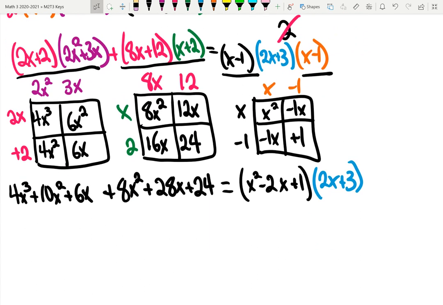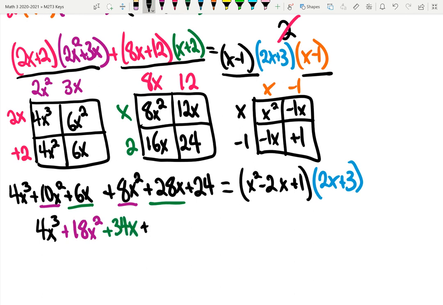So I am going to have to do one more area model on the right, but I'm going to begin to simplify the left. I'm going to go from descending order. I see 4x to the third is the greatest power. I then am going to look for 10x squared. 8x squared is going to make 18x squared. I'm going to see 6x and 28x make 34x, and then add 24.